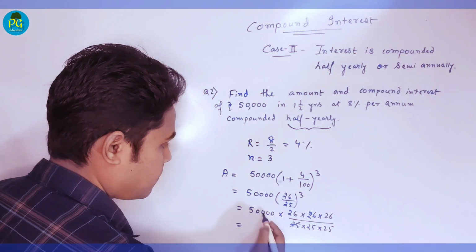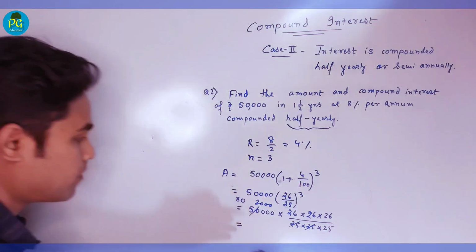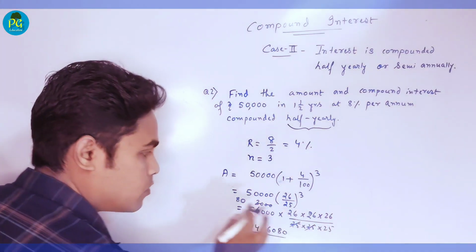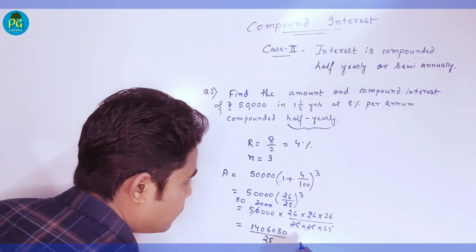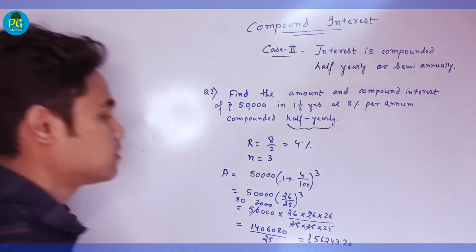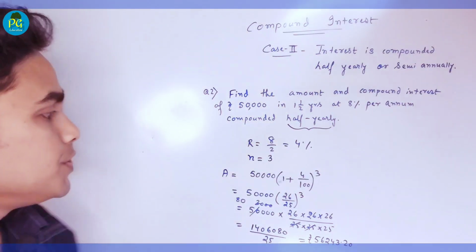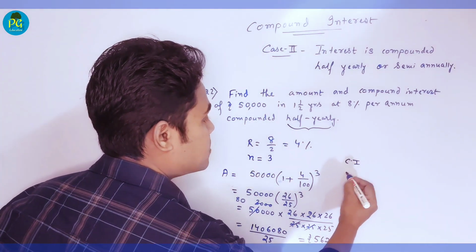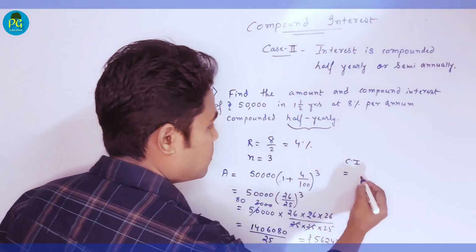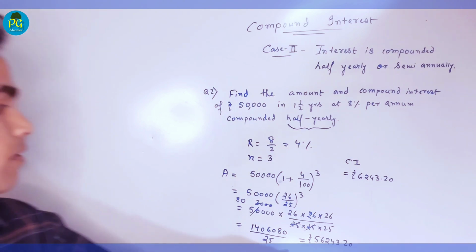Now you cancel. Equal to 26 into 26 into 26 into 80, equal to this. So this is the compounded amount after 1.5 years. Understood? Now we have to find out compound interest. So what will be our CI, compound interest, equal to compounded amount minus principal. So this minus 50,000 equal to 6,243.20. So this is our compound interest and this is our compounded amount.